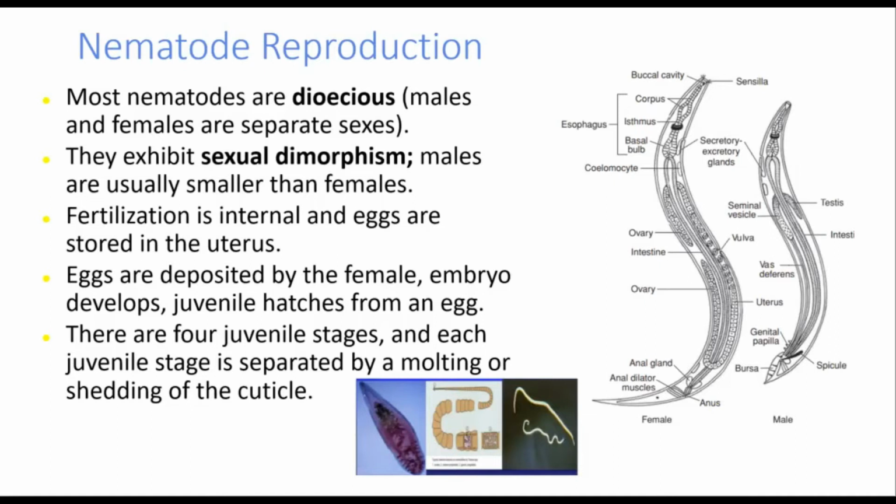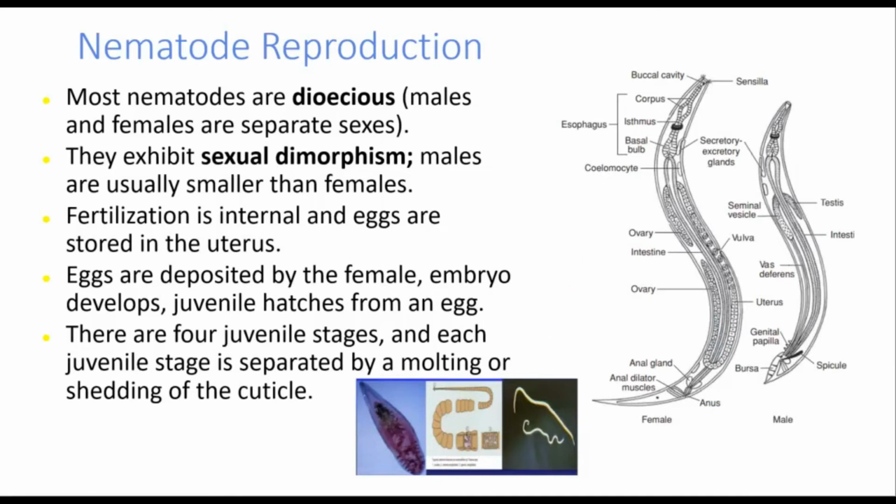Hermaphroditic is the condition of having both male and female reproductive organs, while parthenogenetic is a reproductive strategy involving development of a female gamete without fertilization. Fertilization is internal and eggs are stored in the uterus. Eggs are deposited by the female, develop, and then a juvenile hatches from an egg. There are 4 juvenile stages, and each is separated by molting or shedding of the cuticle.